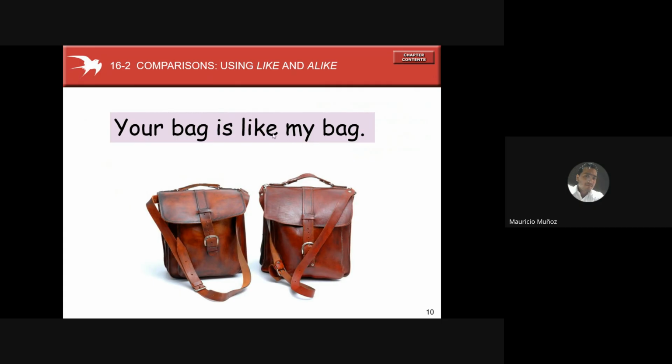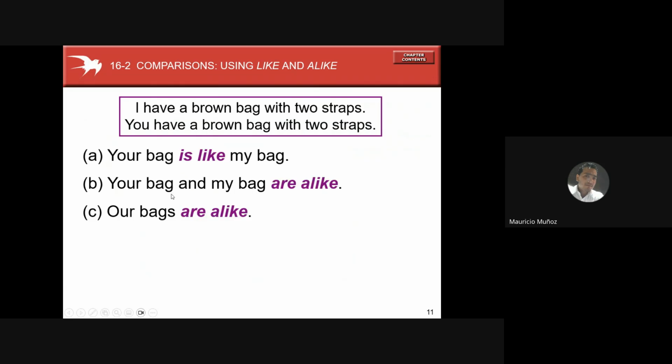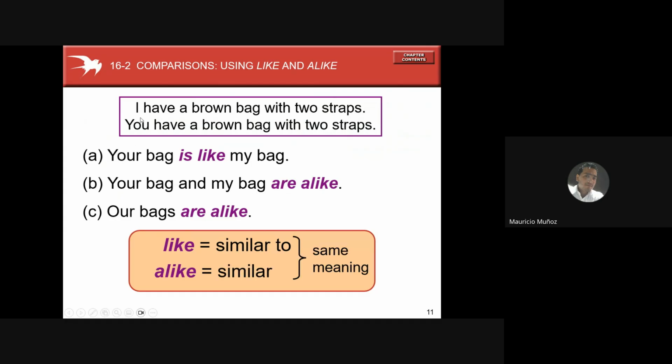Yes, we can include the word like, but this time it's not a verb. Aquí tiene el significado de como. Okay, so let's continue. Look at this. I have a brown bag with two straps. You have a brown bag with two straps. So we have the same object, in this case, a bag. So we have three different ways to denote that. In letter A, as you saw in the previous slide, we use the verb to be and also the word like. So in option A, we say, your bag is like my bag.